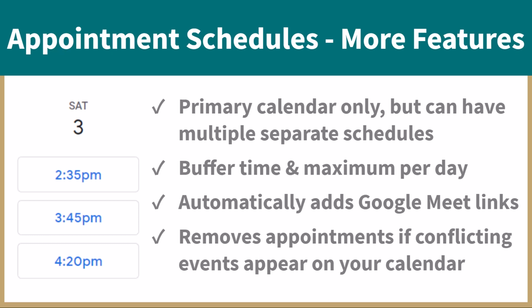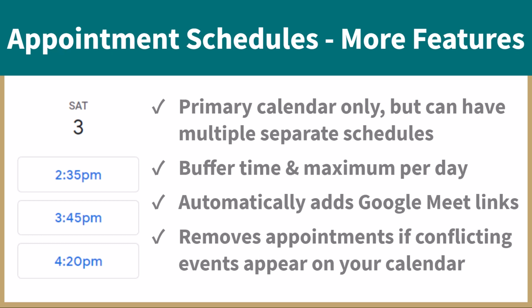You can also add buffer time, time in between appointments, and a maximum amount of appointments per day. We'll talk more about this shortly. You will need to manually add any additional guests, like teaching assistants, that aren't the person who scheduled the appointment, so that's something to keep in mind. However, you can have Google Meet links automatically generated for each appointment, so this can be great if you do a lot of video conferencing and want to have separate meeting links.